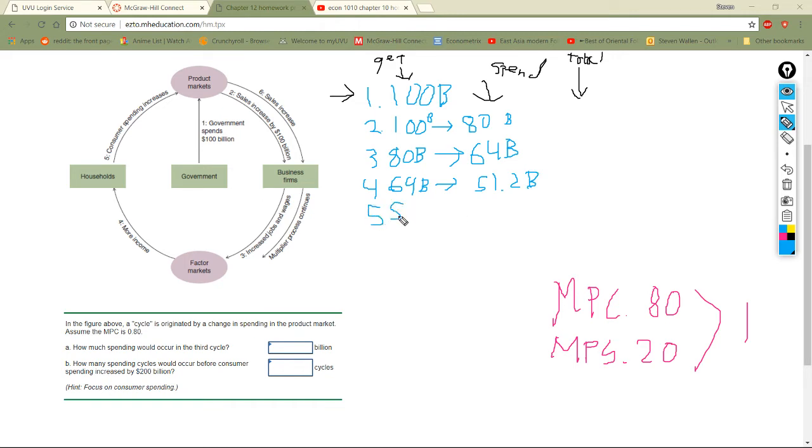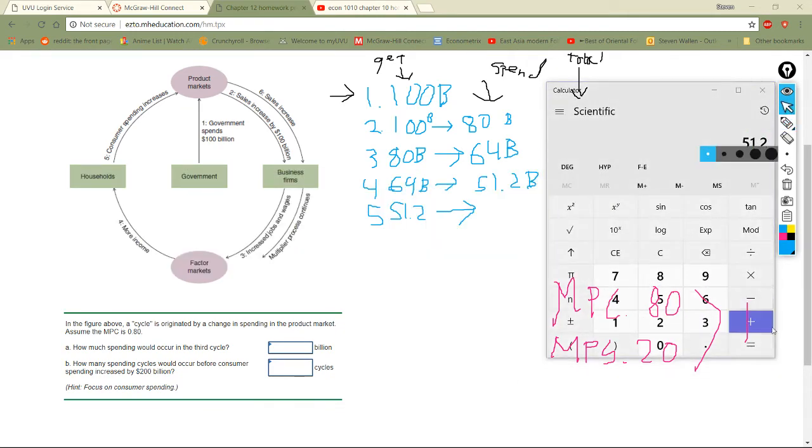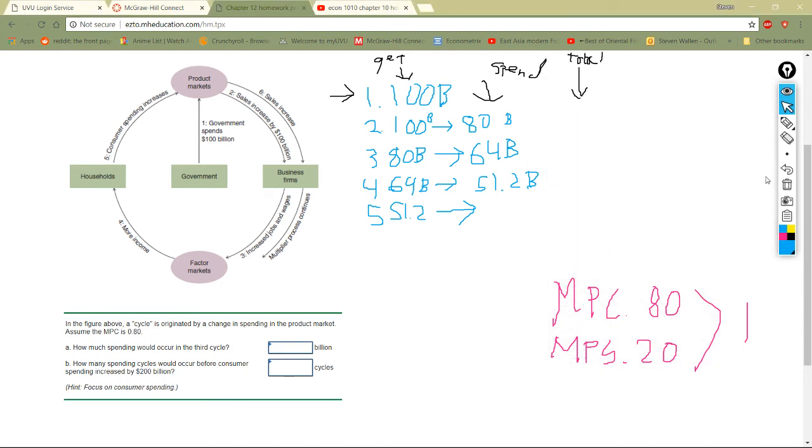we get 51.2 and we end up spending how much of it? Just press the equals over here again. It keeps doing it. 40.96. Remember, each time we're spending 80%. So then we go over here. 40.96 billion. Alright, let's see if this is enough to start answering stuff.